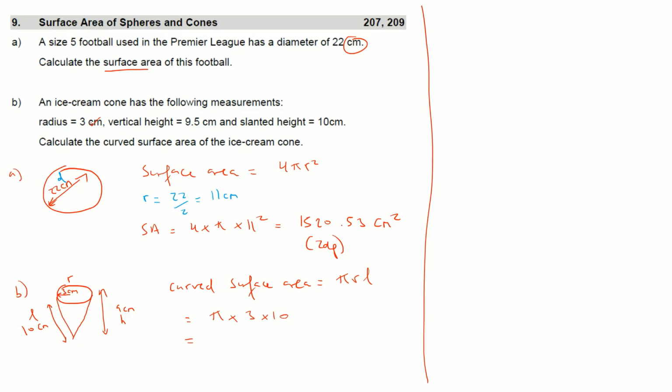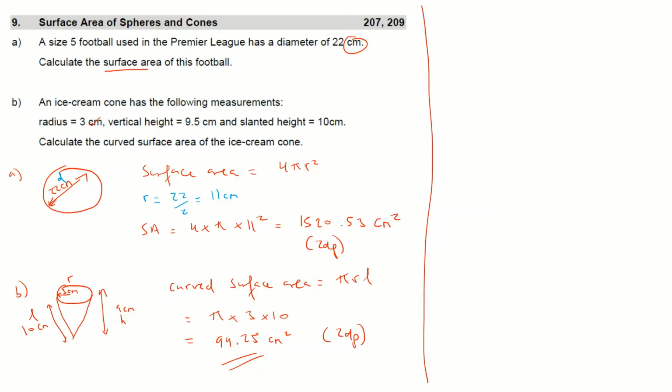So pi times 3 times 10 gives me 30 pi, which is, to 2dp, 94.25, again, centimeters squared. Job done.